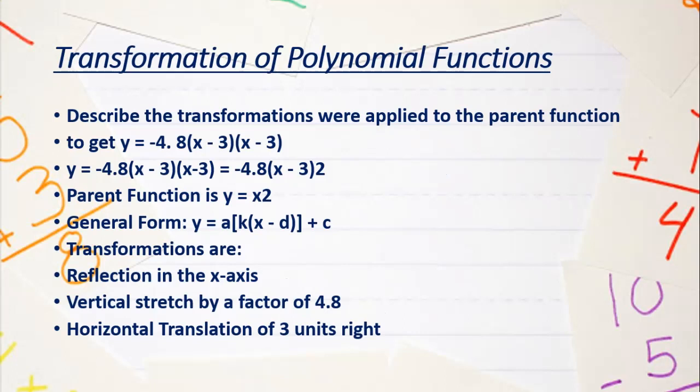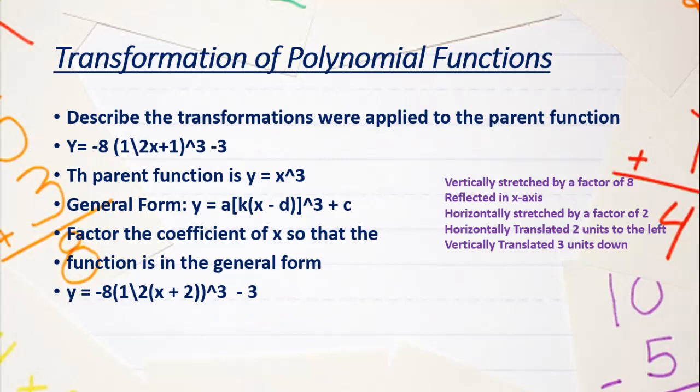Now we have another question. Describe the transformations which were applied to the parent function to get y = −4.8(x − 3)(x − 3). So we'll just square these x − 3 factors because they are the same. The parent function would be y = x², and the general formula is y = a k(x − d) + c. So the transformations are a reflection in the x-axis, a vertical stretch by a factor of 4.8, and a horizontal translation 3 units to the right.